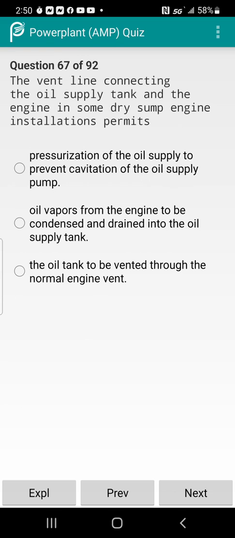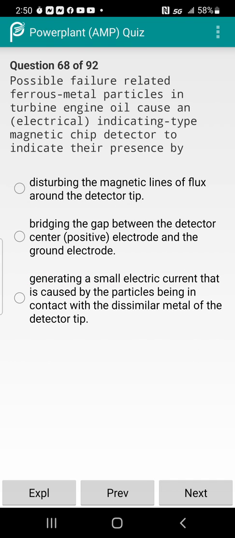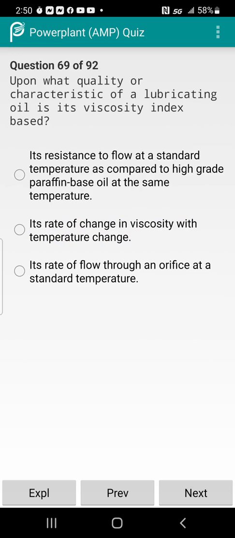The vent line connecting the oil supply tank and the engine in the dry sump engine installation permits the oil to be vented through the normal engine vent. Possible failure-related ferrous metal particles in a turbine engine oil cause an electrical indicating type magnetic chip detector to indicate their presence by bridging the gap between the center positive electrode and the ground electrode.